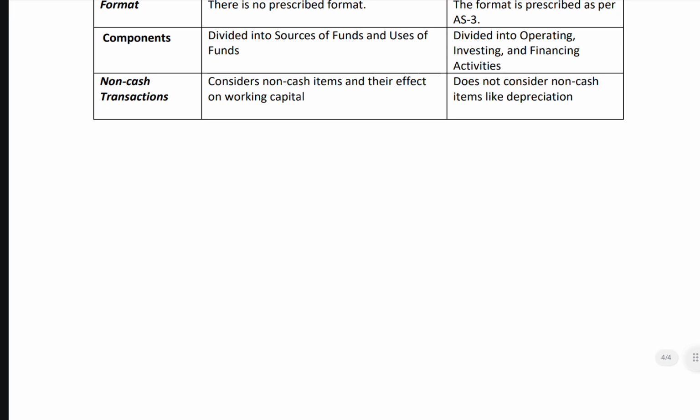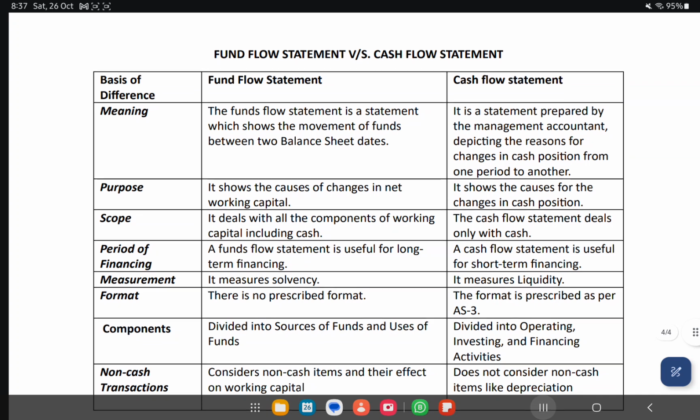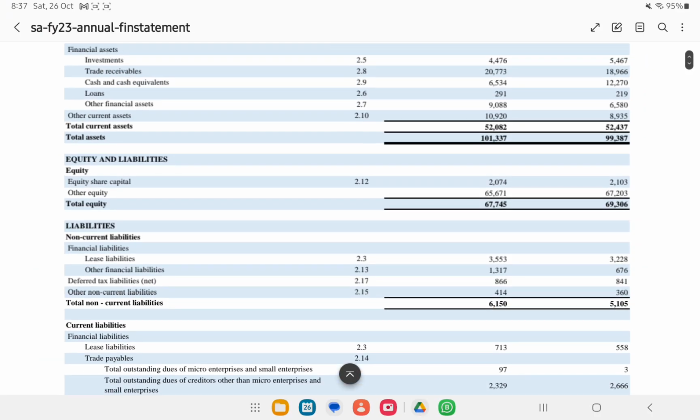The key components of fund flow statement are sources of fund and uses of fund, whereas the cash flow statement is divided into three parts: fund from operating activity, fund from investing activity, fund from financing activity. And when we talk about non-cash transactions, yes, they are considered in fund flow statement. They are absolutely avoided, ignored in the cash flow statement. So we can close this discussion with one cash flow statement, that is from Infosys.